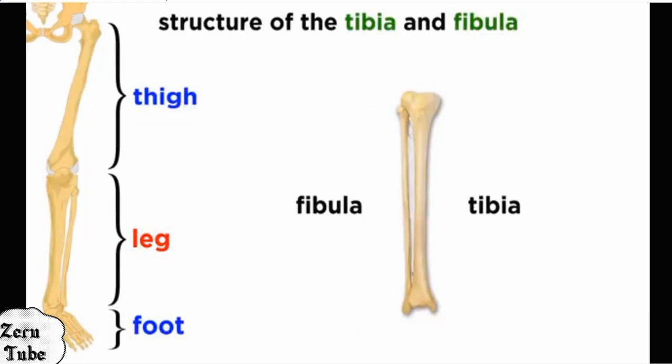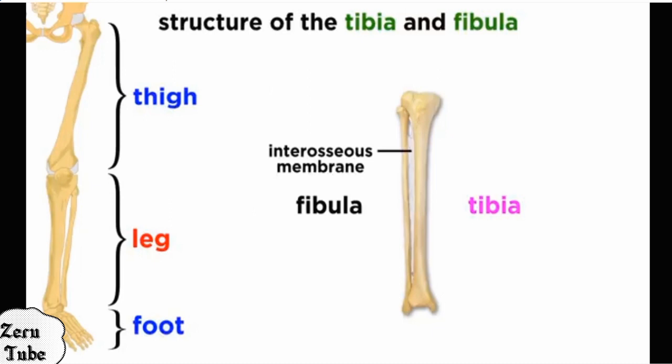Fibula and tibia are included under the leg. Let us start from the tibia, but before that, the fibula and the tibia are interconnected by the interosseous membrane. This interosseous membrane is the connective tissue membrane which connects the fibula and tibia.